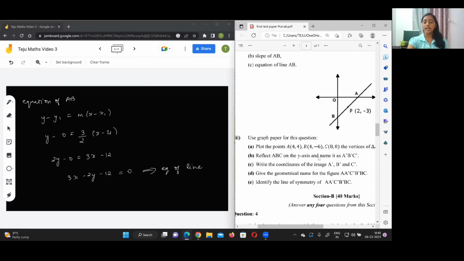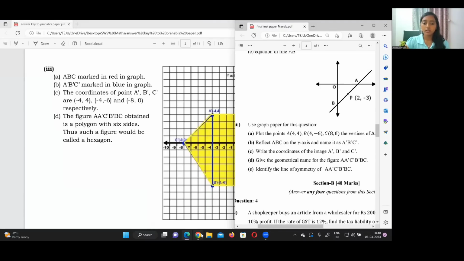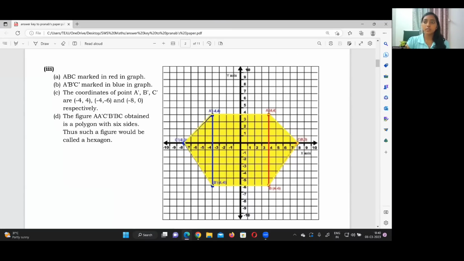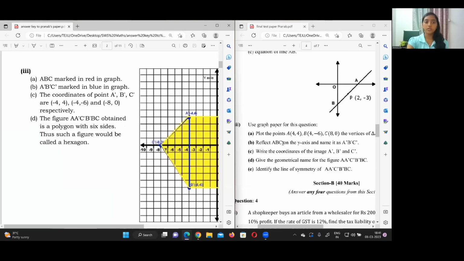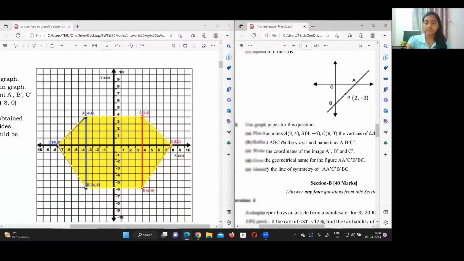The next question, even if this diagram is not given, I'm sure you will be able to solve, right? Now let's go on to the next question. The next question is something which is based on graphs, okay? Use graph paper for this question. Since we don't have a graph paper, I'm going to show you virtual graph paper and how it is done, right? So plot the points A 4, 4, B 4, minus 6, and C 8, 0, the vertices of triangle ABC.